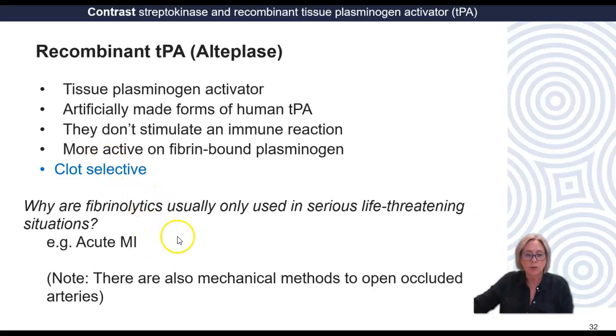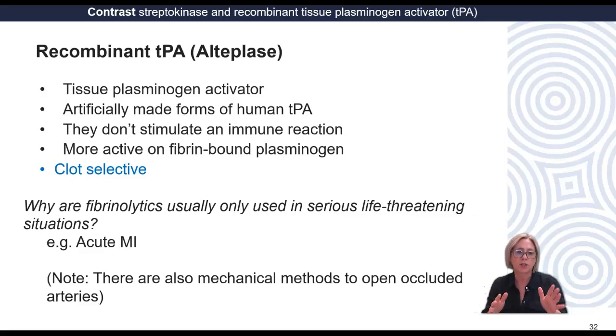I have a question for you here. Why are fibrinolytics usually only used in serious life-threatening situations? For an example, in acute myocardial infarction. So these fibrinolytics are very powerful. They can dissolve clots and they can reintroduce blood flow, therefore, through the coronary arteries. Note there are also mechanical methods to open occluded arteries that I mentioned earlier, such as stents and angioplasty.